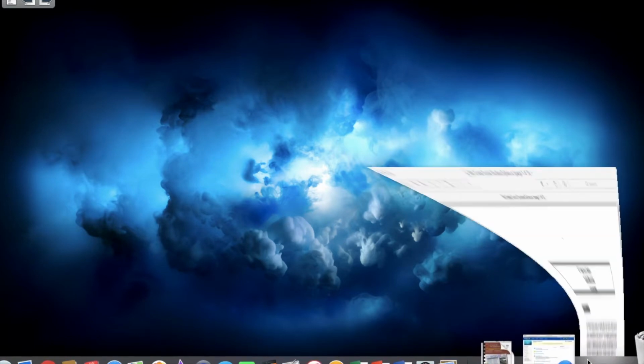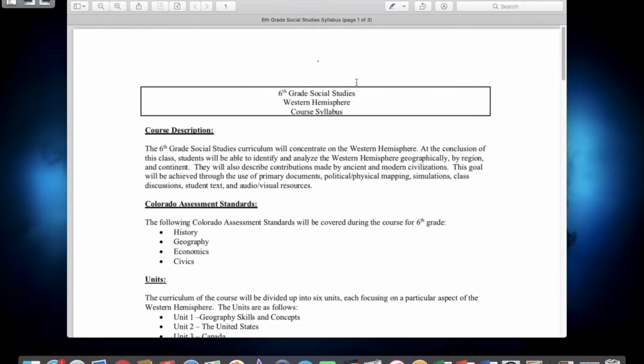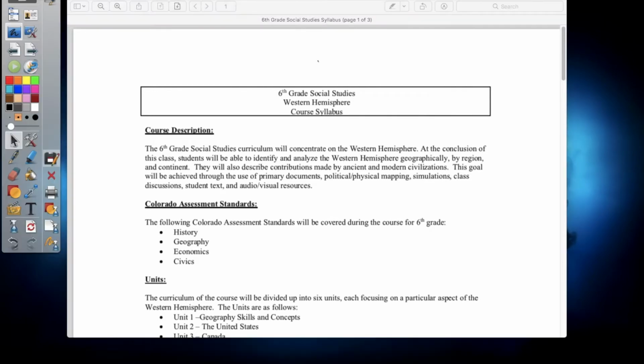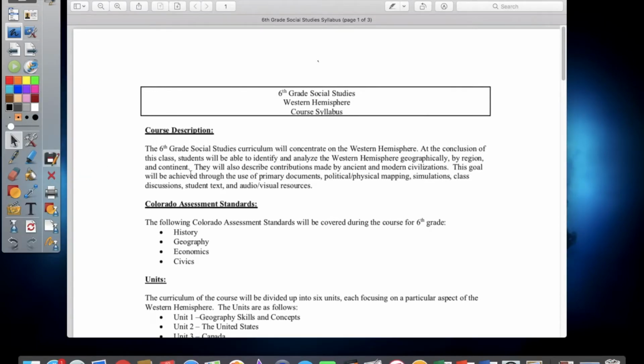So I'm going to click on my PDF document here. And as you can see, I have your syllabus laid out as well. Now, if you're wondering, this is my Promethean tool, so that way I can highlight different portions of this work as we go through it. So let's go over your syllabus real quick. Your syllabus reads 6th Grade Social Studies Western Hemisphere Course Syllabus.